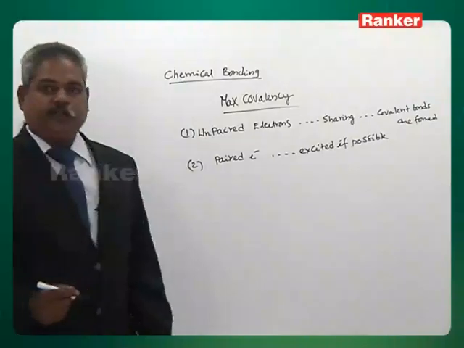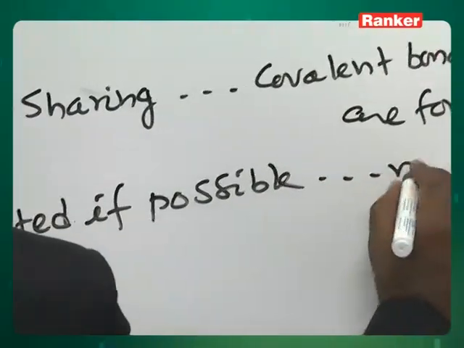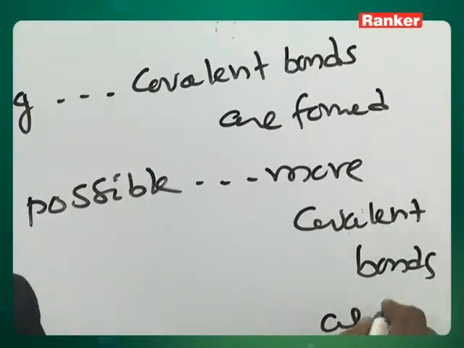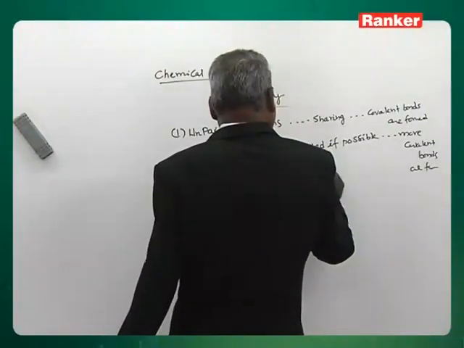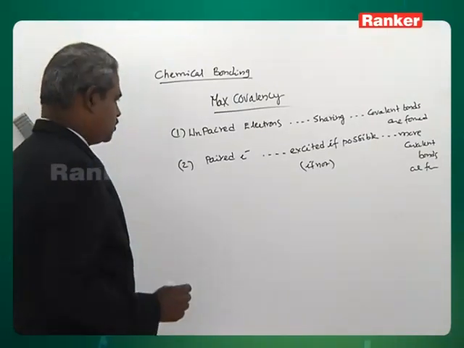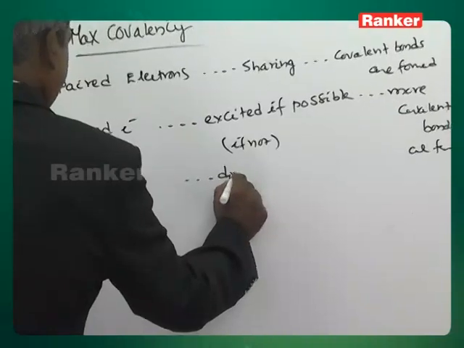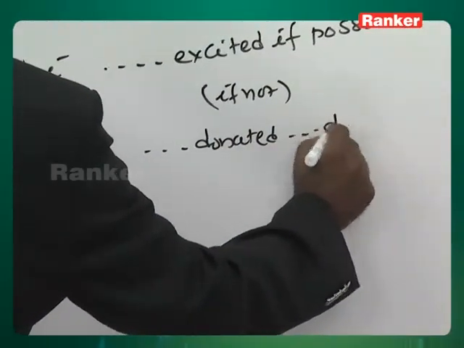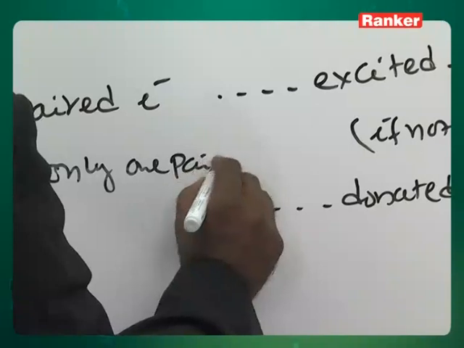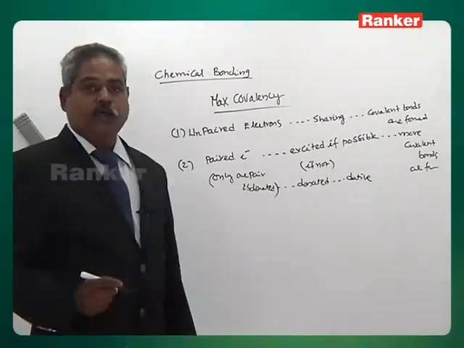If possible, in the sense that there are vacant orbitals, the paired electrons are excited, and more covalent bonds are formed. If not, suppose it's not possible to excite the electrons because of the non-availability of any vacant orbitals, they are donated as such, donated to form a dative bond. Remember the warning: only one pair is donated.